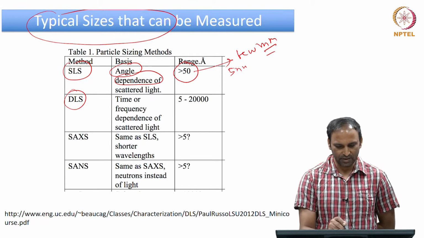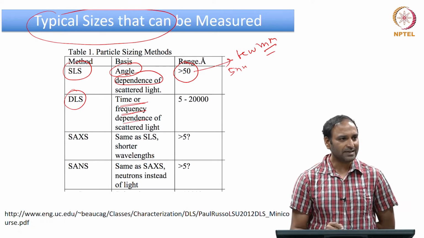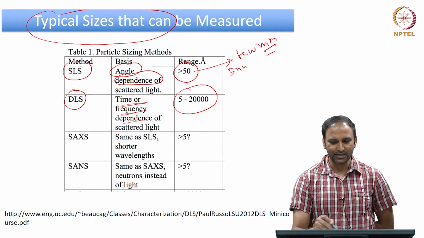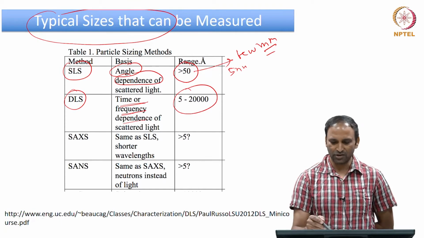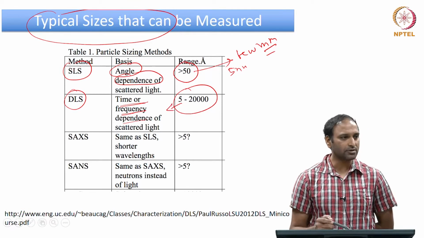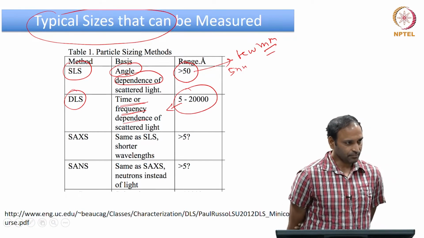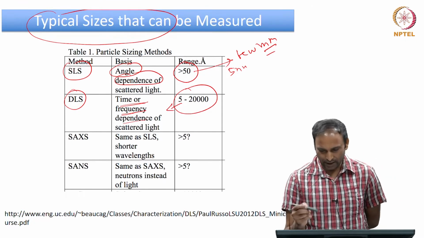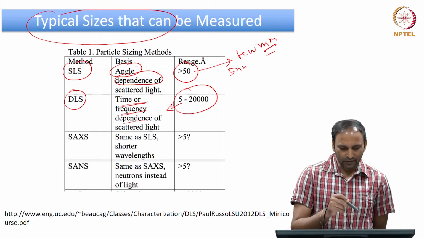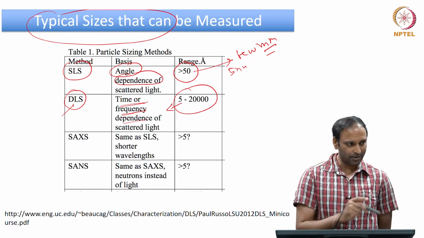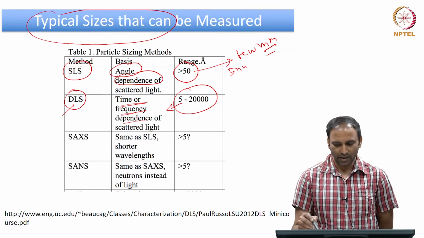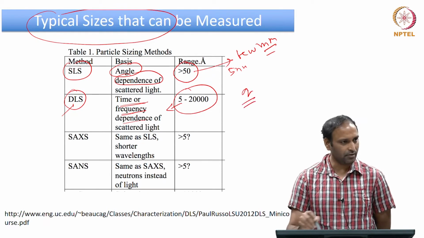In DLS, what is measured is the time or frequency dependence of the scattered light. There are instruments where you can go as low as a nanometer. I'll come back to this when I talk about DLS. His question is, in DLS is the wave vector constant? We'll come back to that.